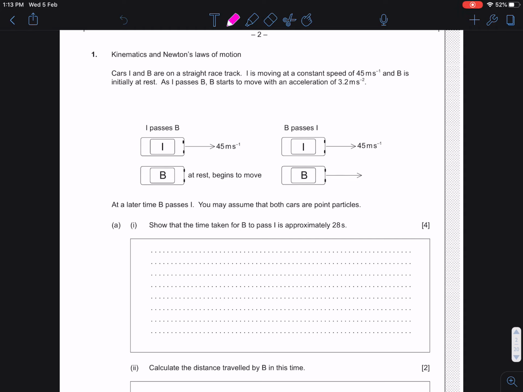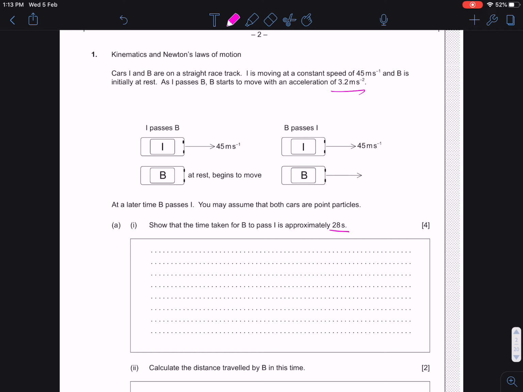Okay, this question is from topic 2. Cars I and B are on a straight racetrack. I is moving at a constant speed of 45 meters per second and B is initially at rest. You need to show that the time taken for B to pass I is approximately 28 seconds if B has an acceleration of 3.2 meters per second squared.